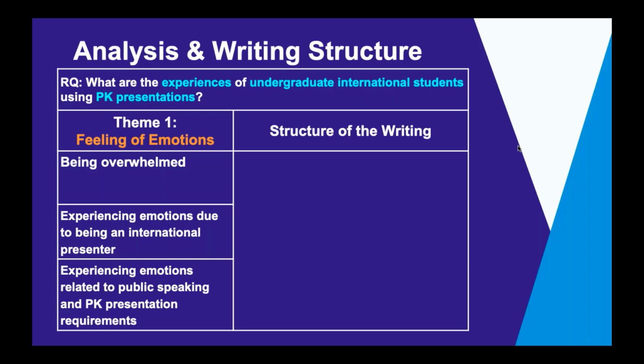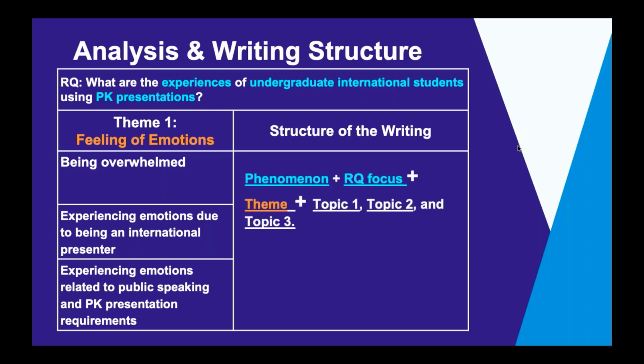We put everything on the left. Here I have the phenomenon, the research focus, the theme. I already know how to do that. I did that in the last one. But now I have to include the topics 1, 2, and 3. All right? Kind of similar to what I just did, actually. It just has an extra component.